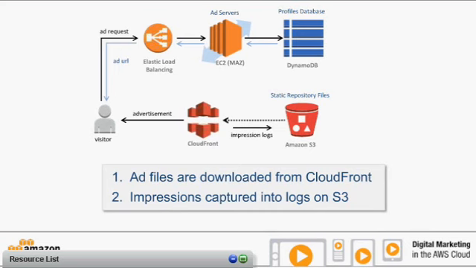And so say you go through that process that we described earlier where those ad servers are making those bids and they win a bid. What happens is that the advertisements are statically stored in the origin servers, say in S3, and then they're cached in CloudFront, which then can serve that advertisement to that visitor with the smallest latency possible. And so the ad files are downloaded from CloudFront, and then CloudFront as a service will capture those impressions into logs and place them onto S3.